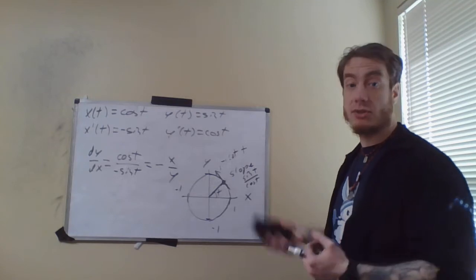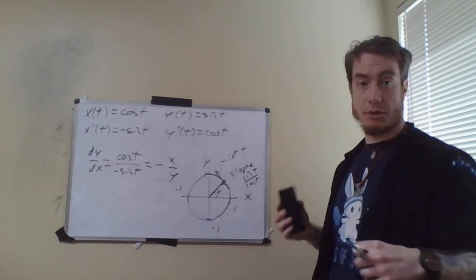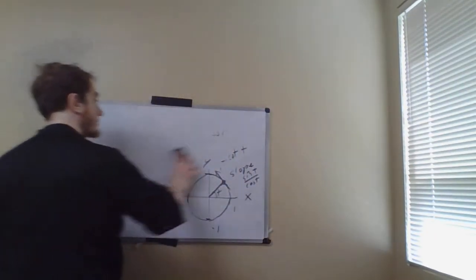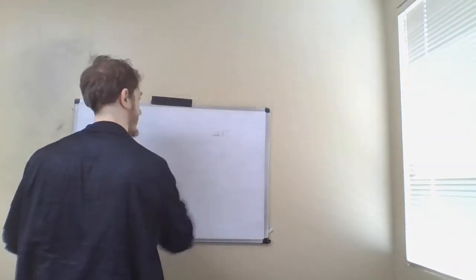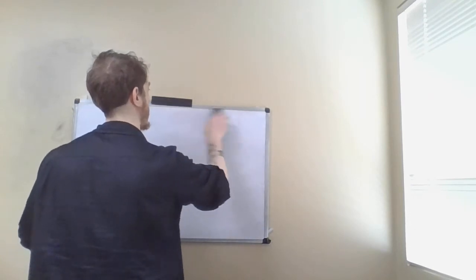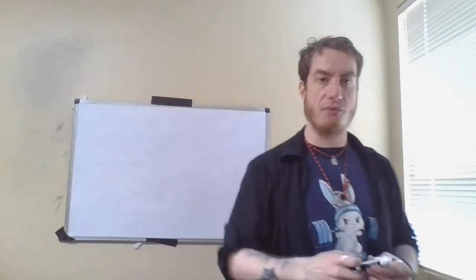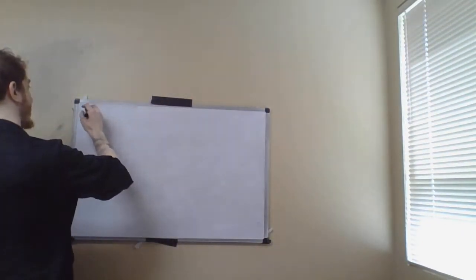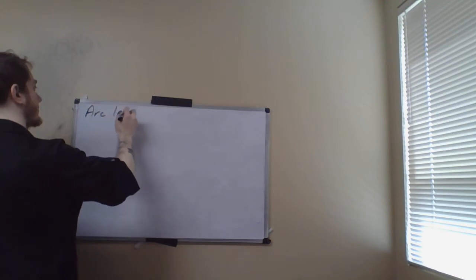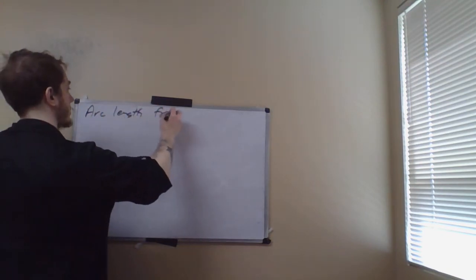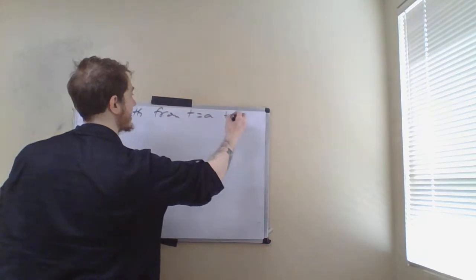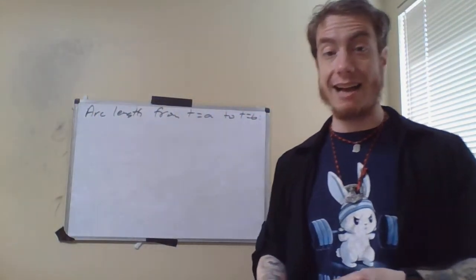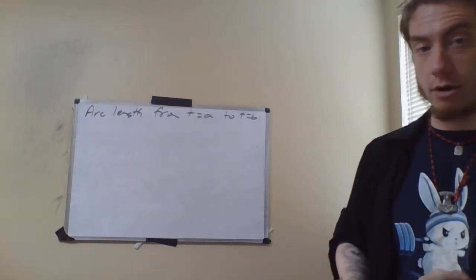But yeah, so let's move on to talking about some other stuff that we can do with parametric equations. Now, the two things I want to focus on here are going to be the following. So one thing that we can say is, what about the arc length from t equals a to t equals b? It turns out that finding the arc length is actually really quite straightforward, okay?